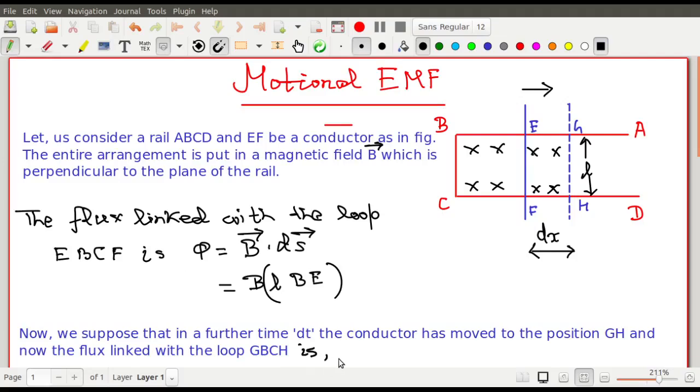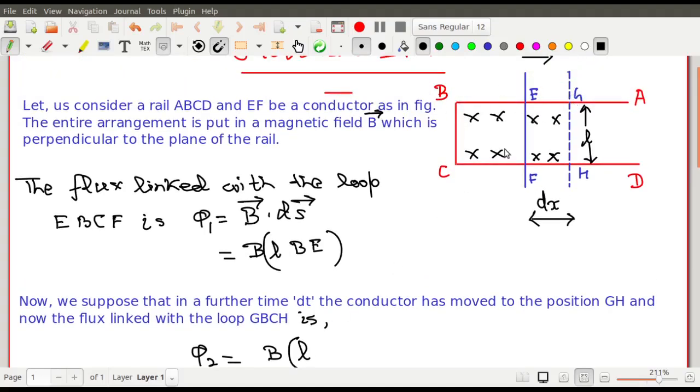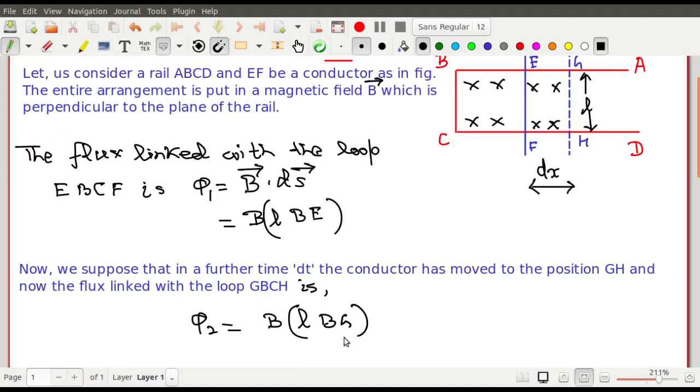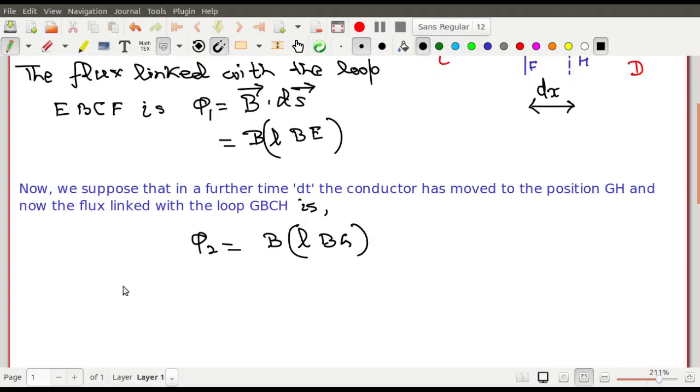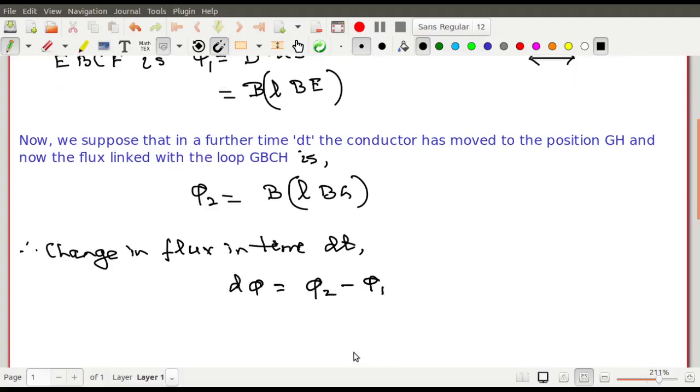Is phi 2 equals to, suppose this one was phi 1, so phi 2 equals to, again the same formula, that is B, this is the magnetic field, and it is L, that is the length, and the breadth this time, এবারে breadthটা হচ্ছে, this side is BG. Previously it was BE, now it is BG. Right? Understood? Now the question is, what is the change in flux in time dt? So therefore, change in flux in time dt is how much? So the change in flux in time dt, that is called d phi, that is given by phi 2 minus phi 1.